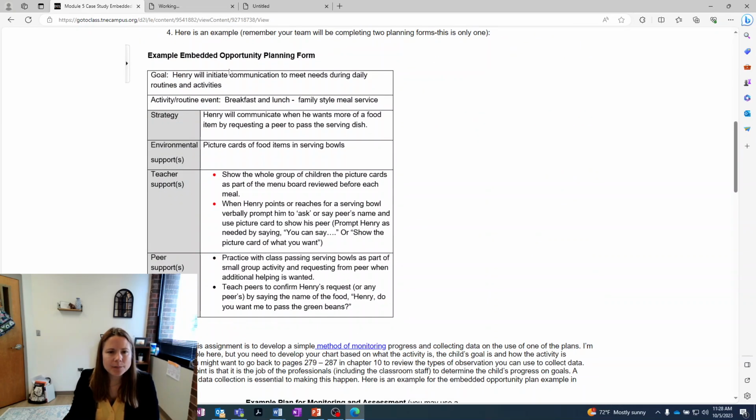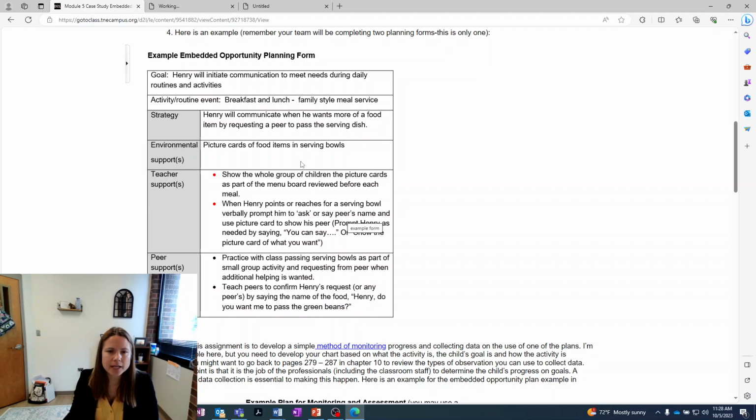So here's an example of what an embedded opportunity plan form will look like. Okay, so one of the goals we have for this child is he will initiate communication to meet daily needs and routines and activities. So we plan to put this in during breakfast and lunch. So to complete this goal and to help him communicate better, we're going to have what we call family style meal service.